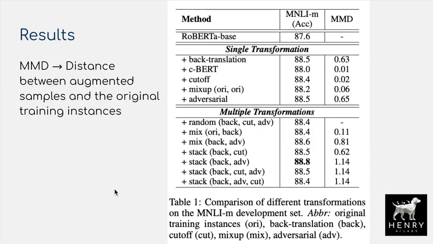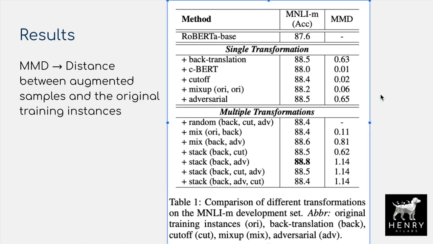This first results table is what happens before we bring in the global consistency regularization or the local consistency regularization. This is just showing the result of applying these transformations for data augmentation. So first we're looking at these different transformations as described: back translation, conditional BERT, cutoff, mixup, and adversarial attacking, compared to the original RoBERTa baseline on the MNLI natural language inference dataset. Then we see the performance gains by stacking together the transformations. And as originally stated, the motivation of our paper, we don't get much of a gain by stacking these together.